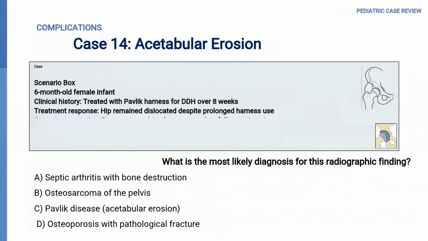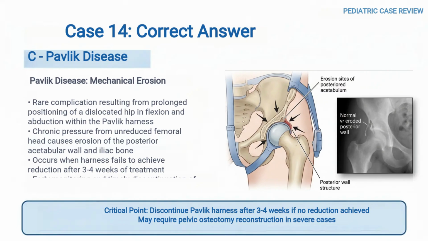Option A, septic arthritis with bone destruction. Option B, osteosarcoma of the pelvis. Option C, Pavlik disease, which is acetabular erosion. Option D, osteoporosis with pathological fracture. The correct answer is C, Pavlik disease.